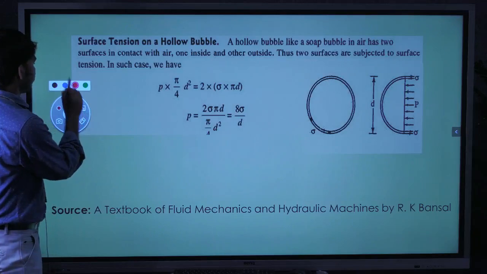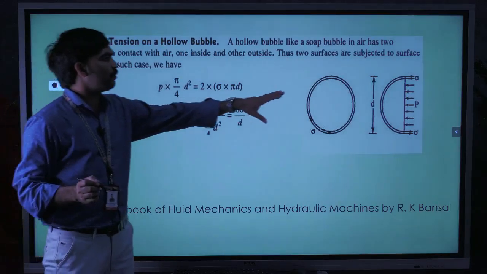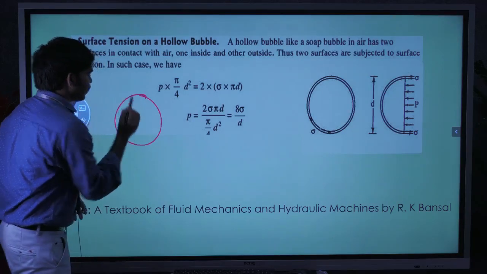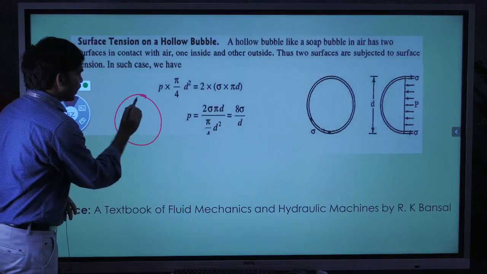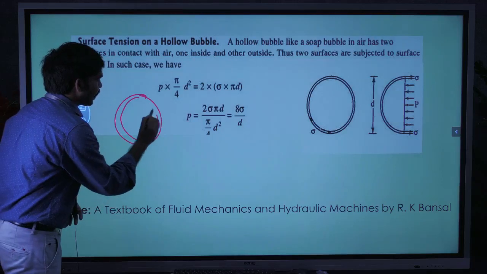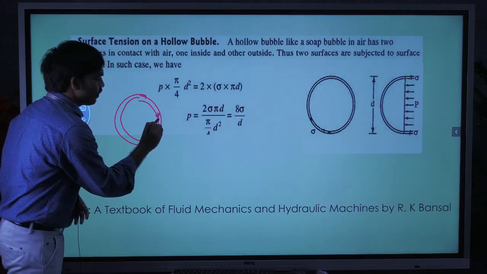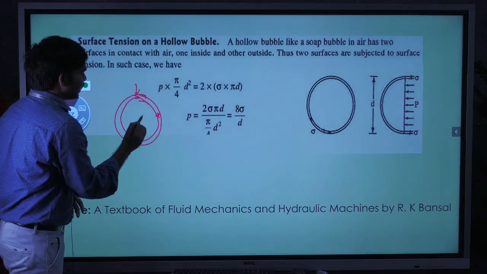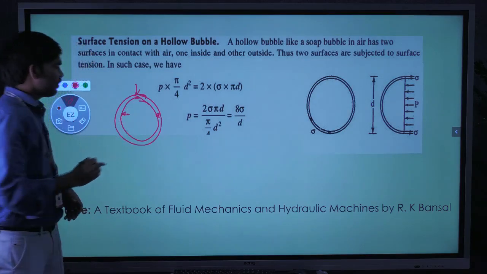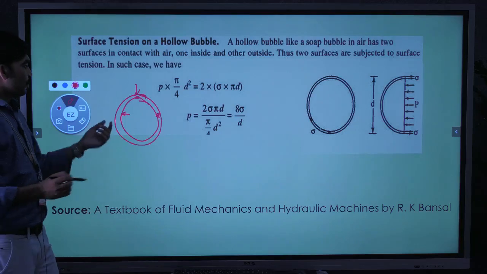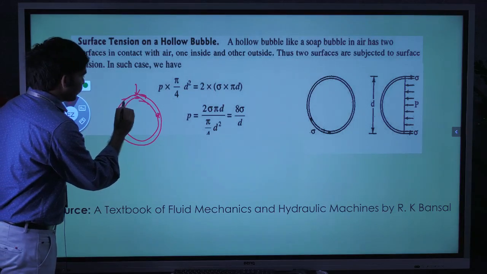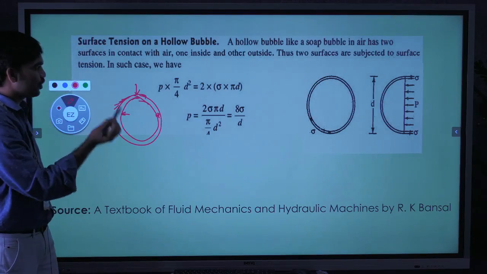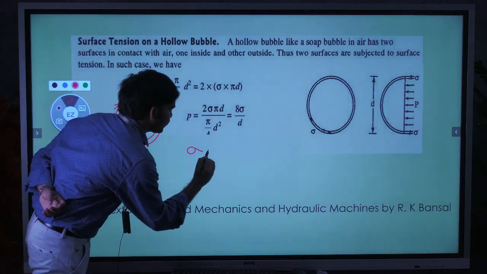What happens if you take a soap bubble? If you consider a soap bubble, inside there is a hollow, for example, this is the thickness of the soap bubble. Inside also it will be hollow. So the pressure acts outside, and pressure also acts inside. The surface tension will act here outside the droplet and here also, on both two circumferences. What is the total surface tension that will act?